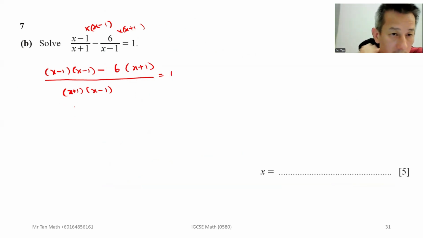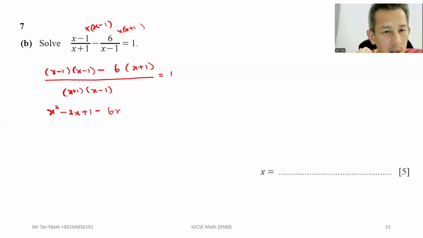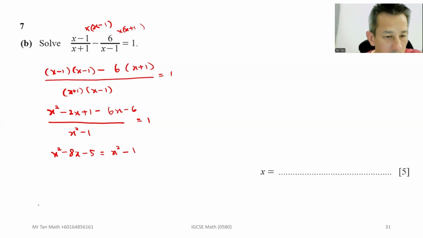Okay. Then expand. So x squared minus 2x plus 1 minus 6x minus 6, everything over x squared minus 1, that equal to 1. Okay, so x squared minus 2x minus 8x minus 5, that should equal to x squared minus 1. You bring this up. So you get this.